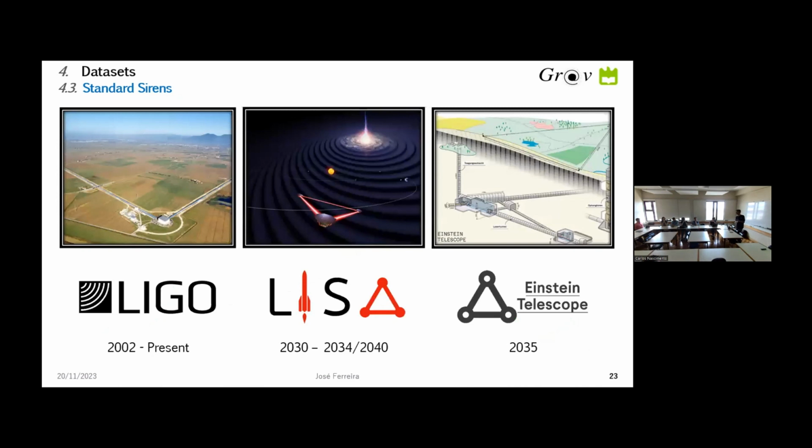So for which observatories will we perform our forecasts? We have LIGO, LISA, and the Einstein Telescope, each of which with their corresponding timescales.